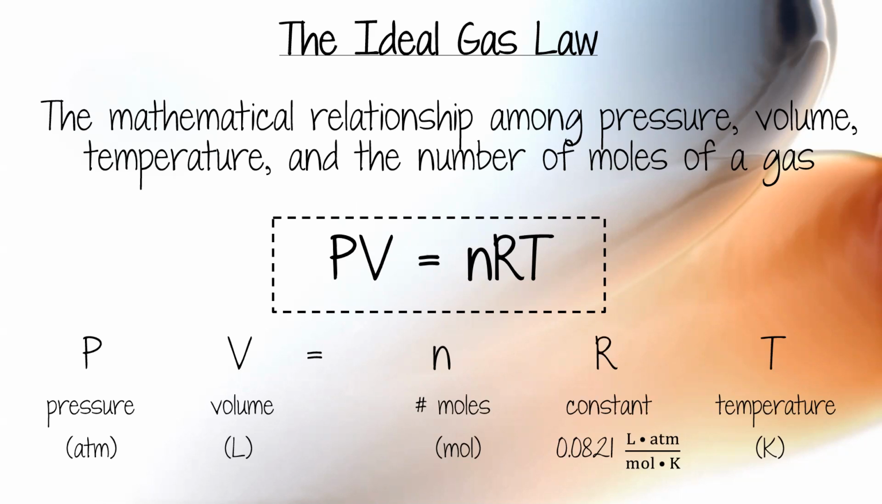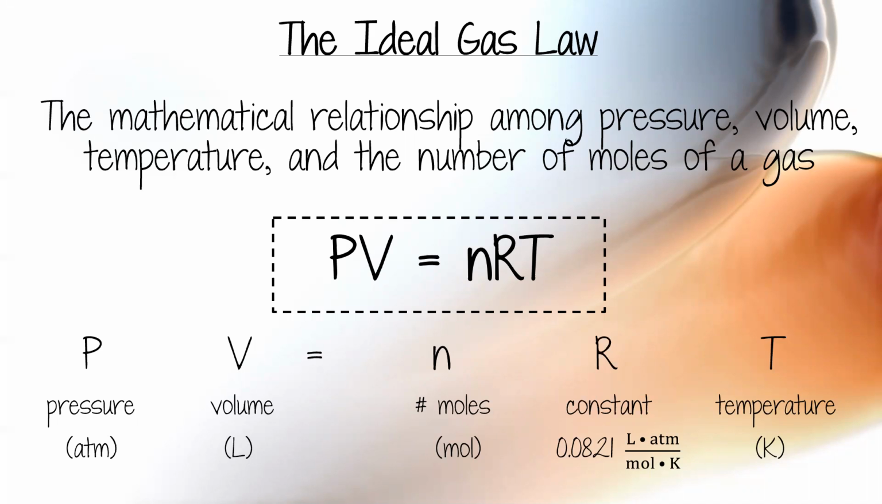So, P is pressure. It must be in atmospheres still. V is volume. We want it in liters now. N is the number of moles. They're using N because lowercase m is used for mass. Capital R is a constant, 0.0821 liters times atmospheres divided by moles times Kelvin temperature, and then T is temperature in Kelvin. So the equation is PV equals nRT.